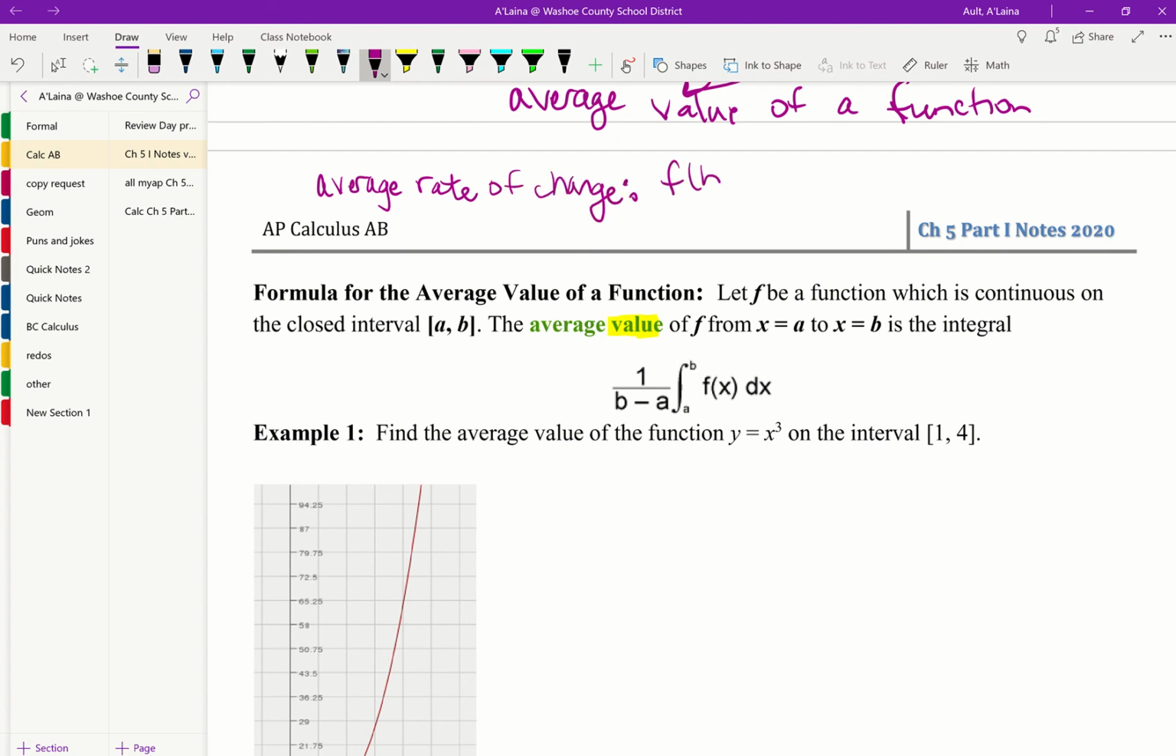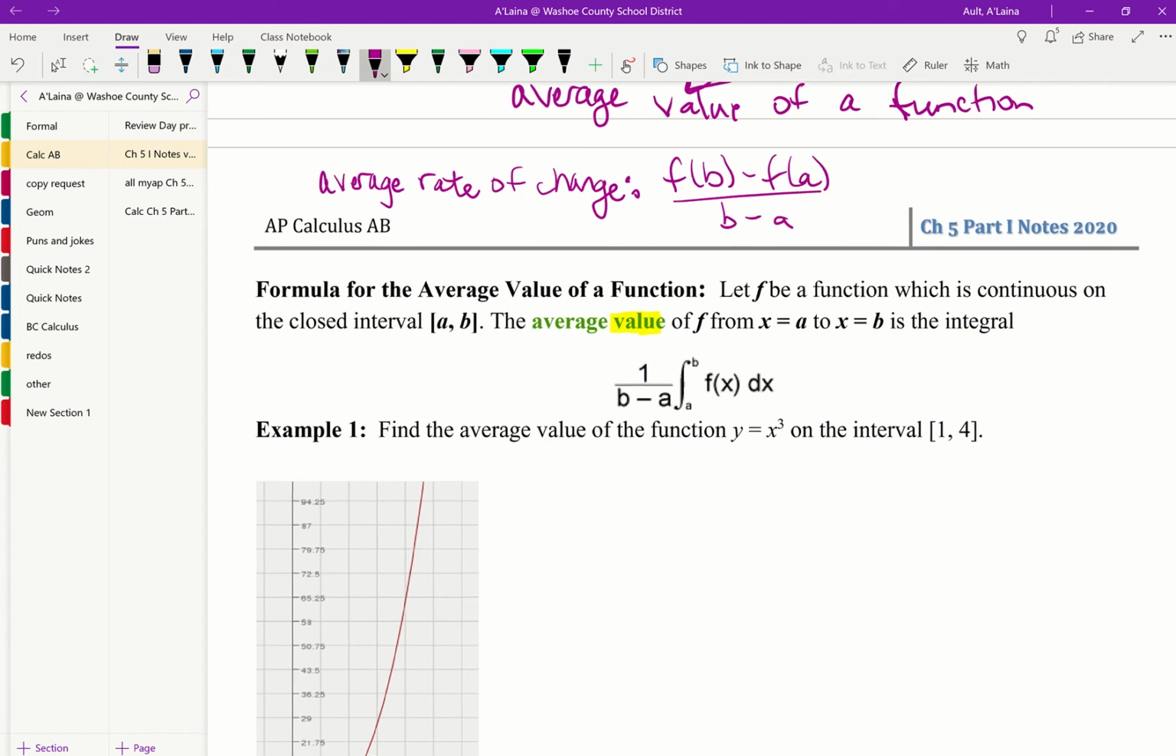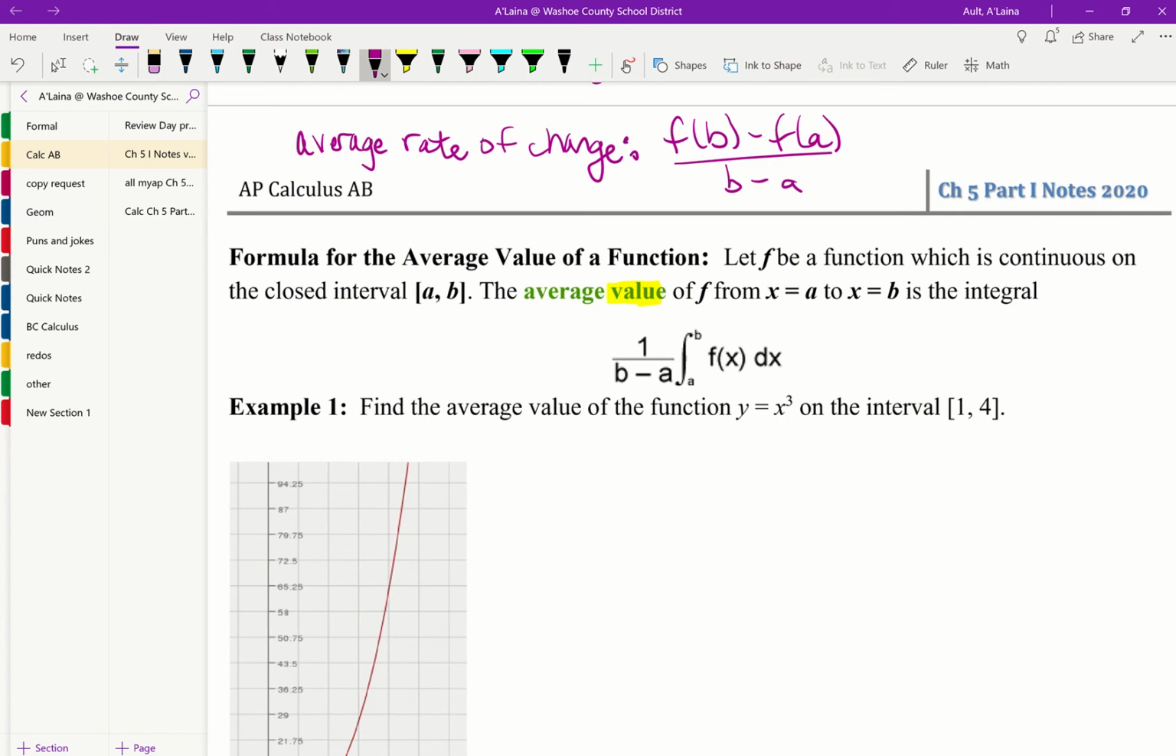This one's f of b minus f of a over b minus a. Very easy to get these confused. They're both related to mean value theorems. This one's related to the mean value theorem of derivatives, the MVT, versus this one comes from the MVT of integrals. So we will practice how to distinguish them as the year goes on.